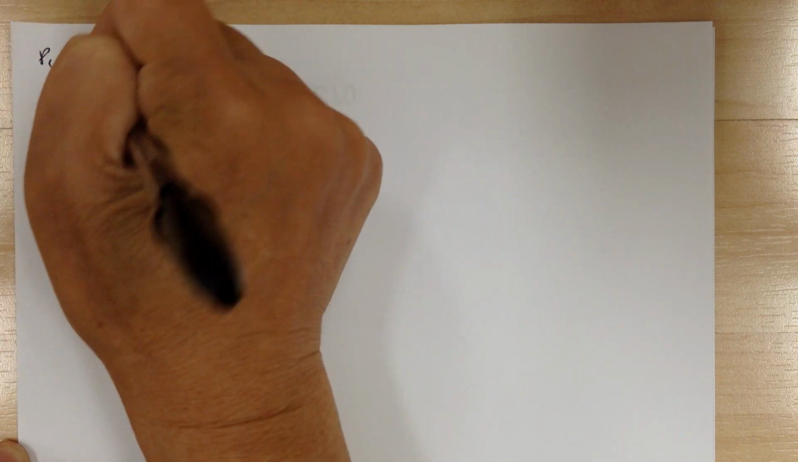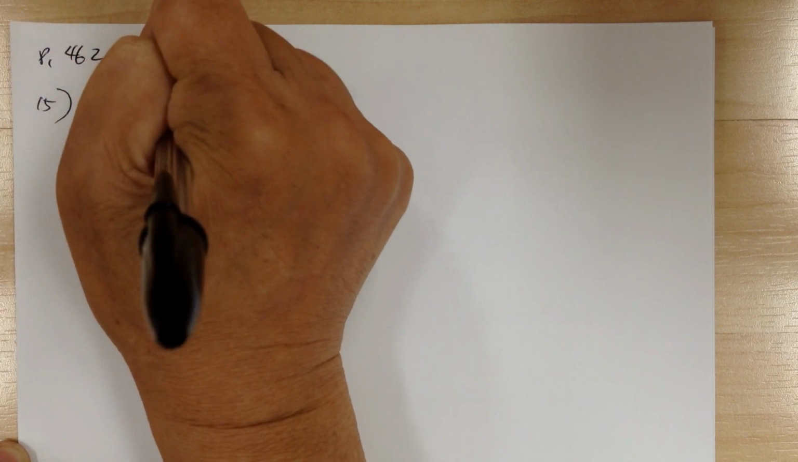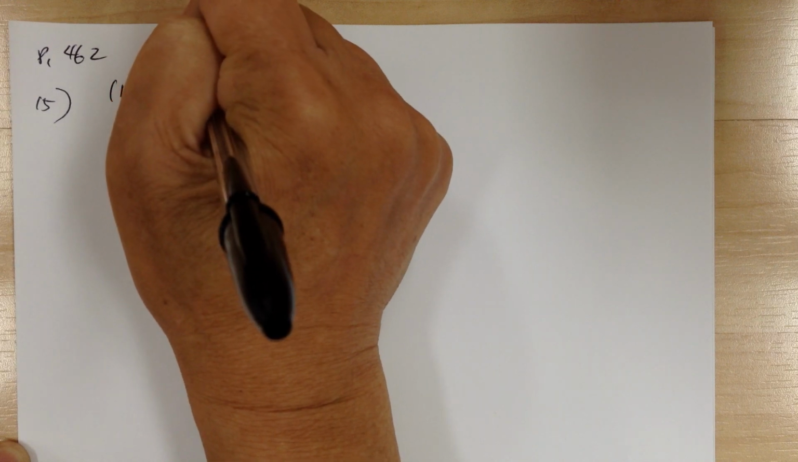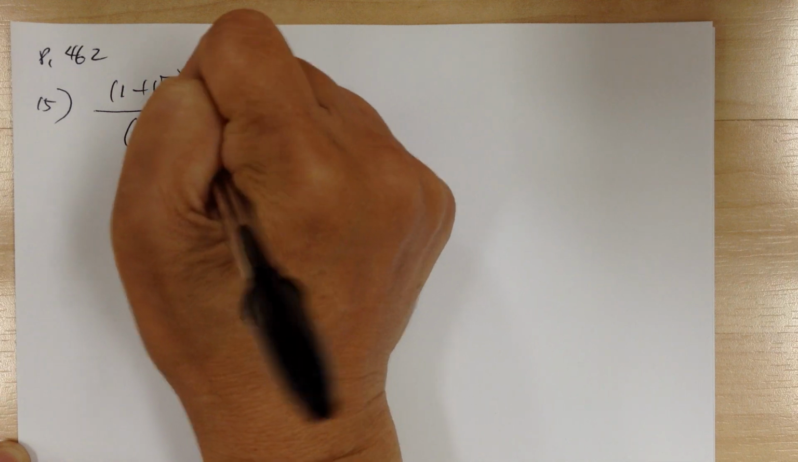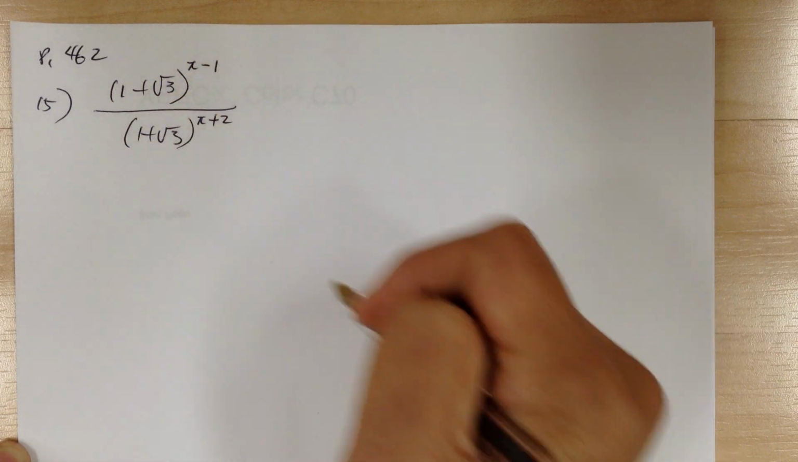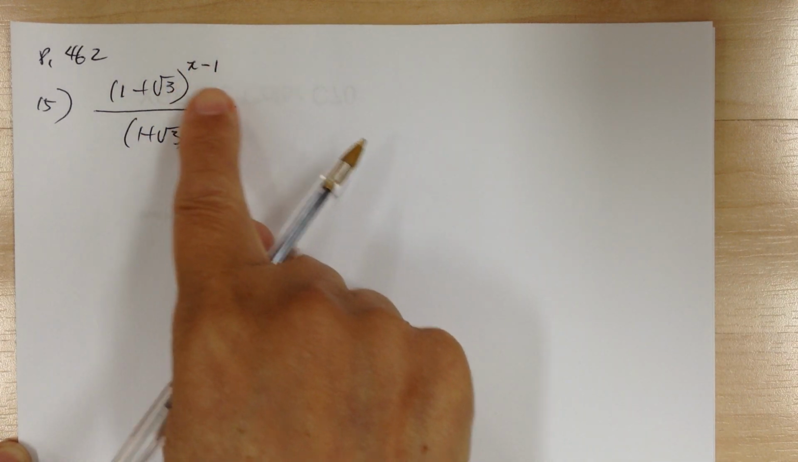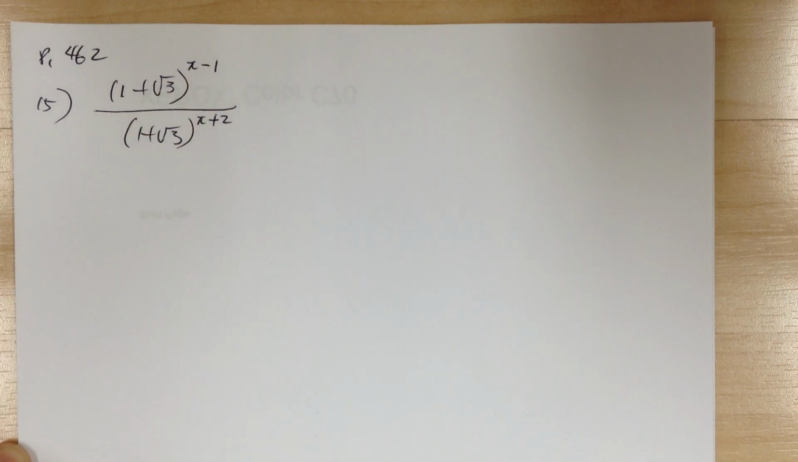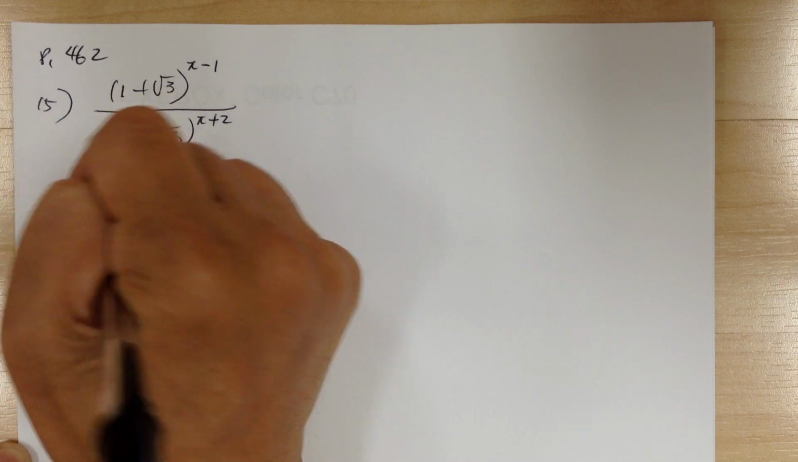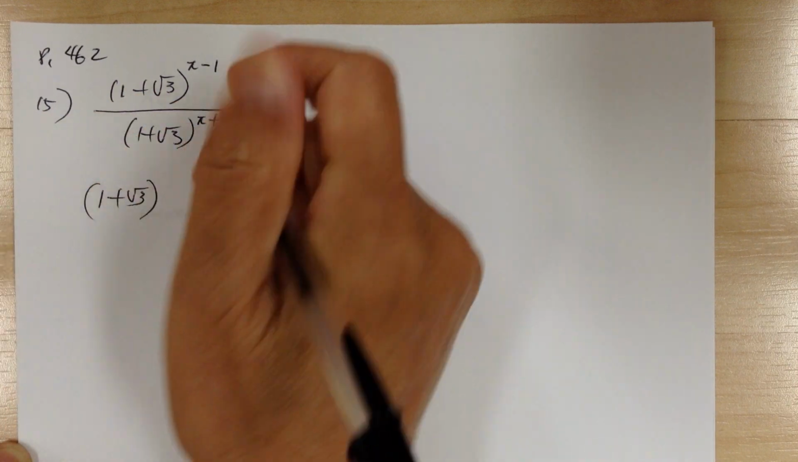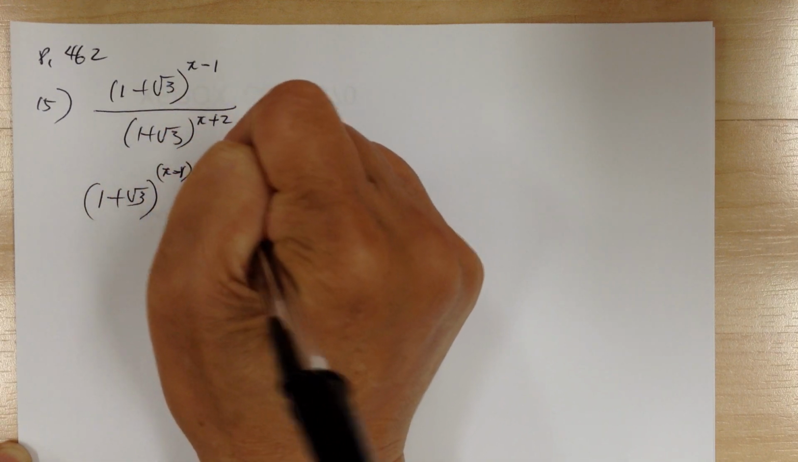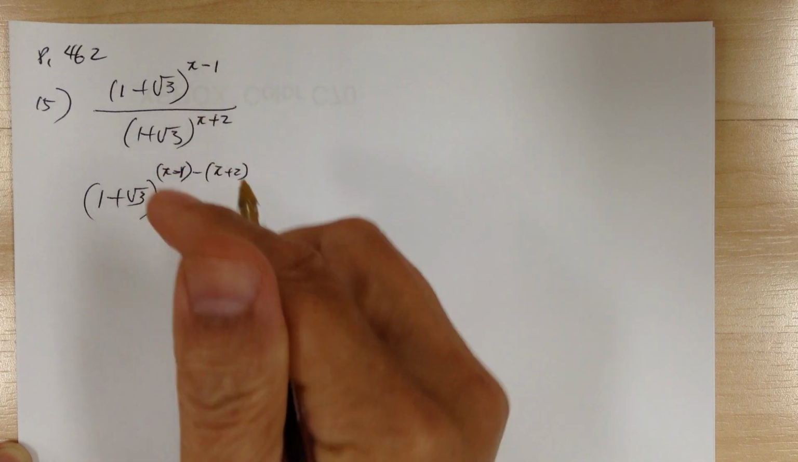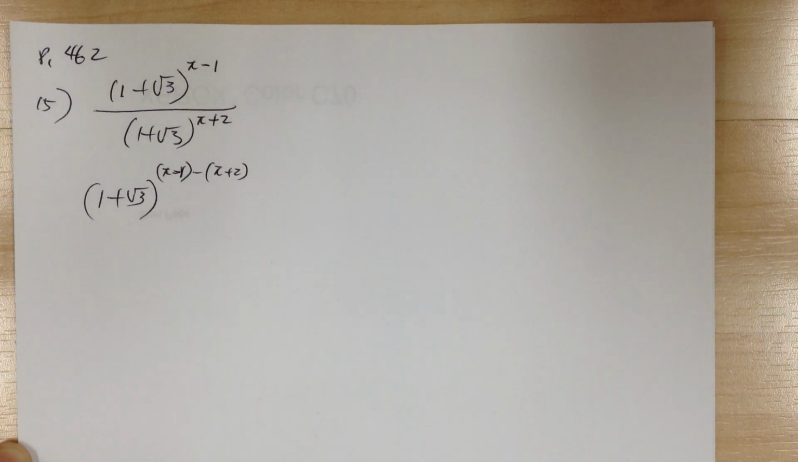Okay, number 15. You have 1 plus square root of 3 to the pi minus 1, and you have 1 plus square root of 3 to the pi plus 2. So again, apply the quotient rule. You have to subtract the exponents. So this is equal to 1 plus square root of 3 to the pi minus 1 minus pi plus 2, right? The top minus the bottom. Oh, this is plus 1.